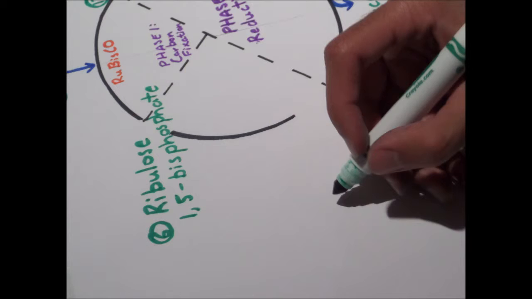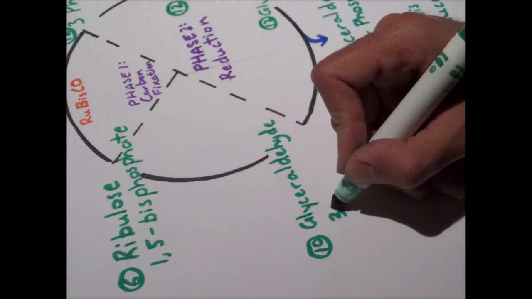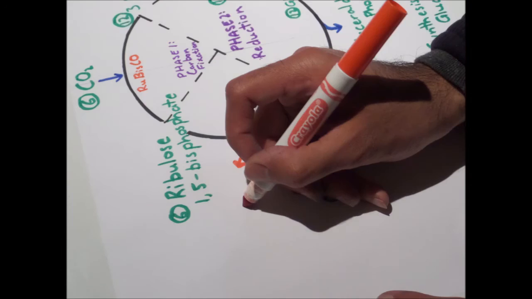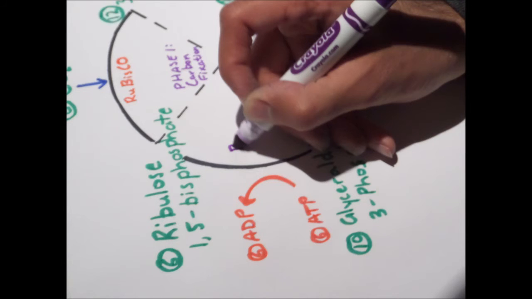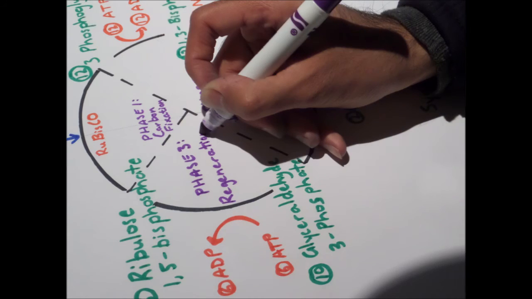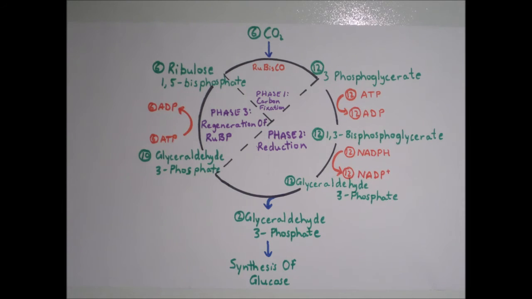Now, the remaining 10 molecules of glyceraldehyde 3-phosphate, with the help of 6 ATP, which are turned into 6 ADP, form 6 molecules of ribulose 1,5-bisphosphate. Now this is phase 3, which is the regeneration of RuBP. This concludes the Calvin cycle.